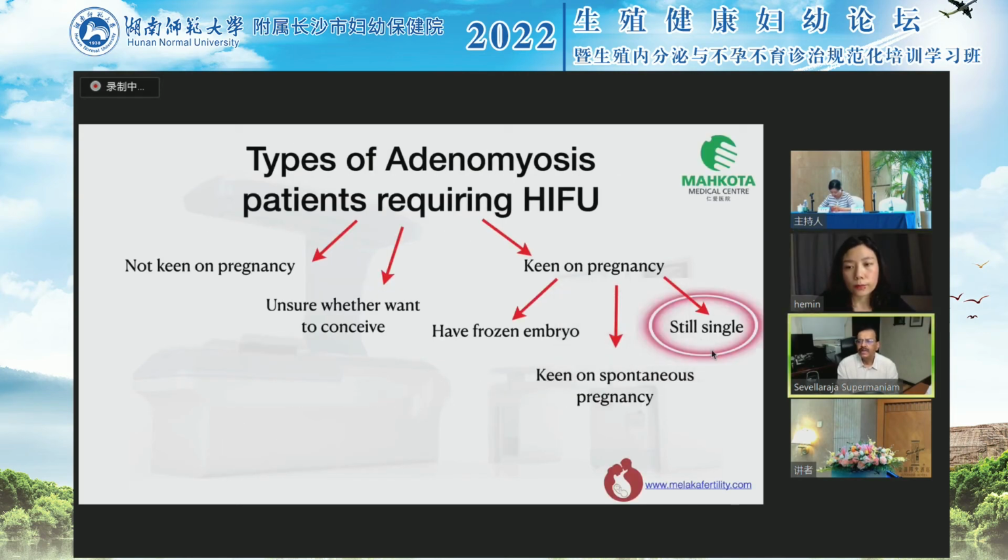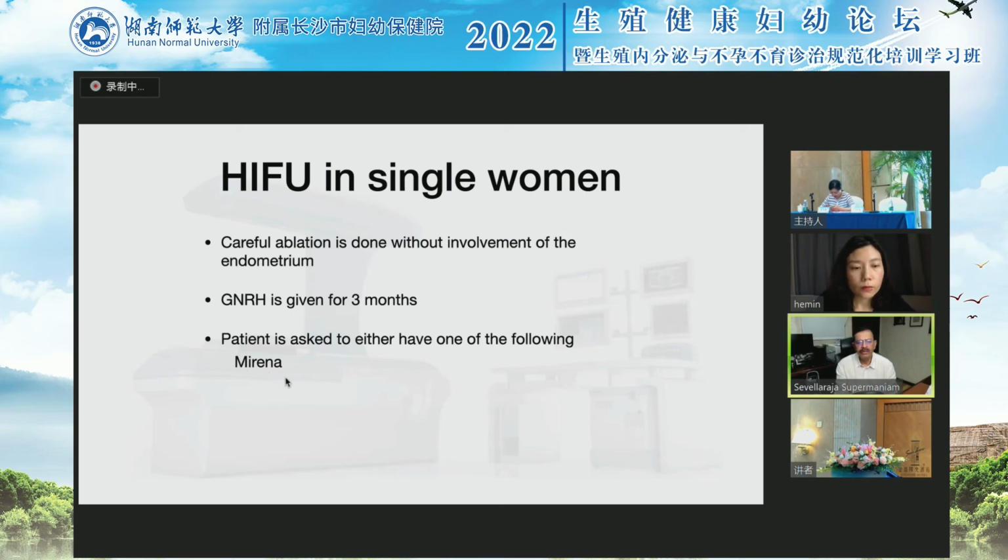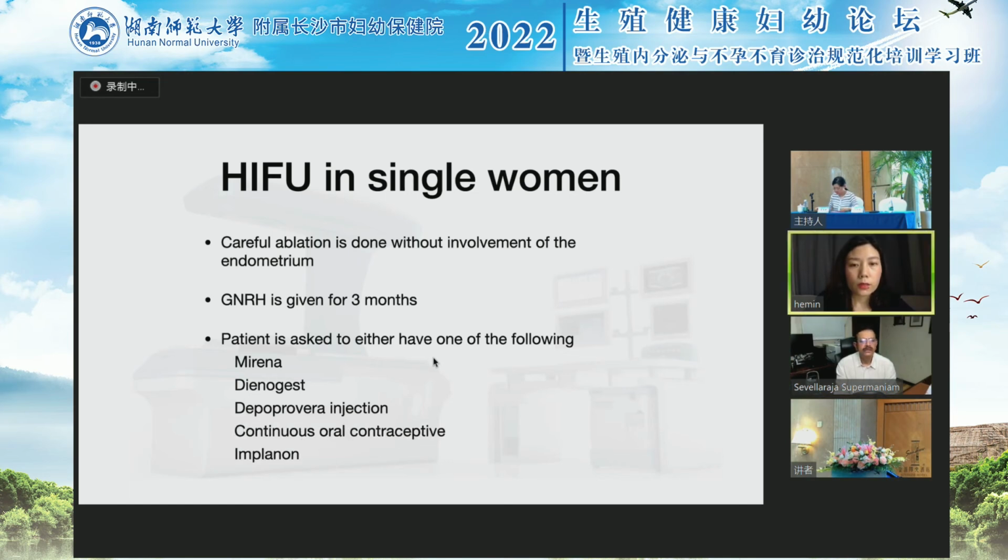So next, let's look at patients who are still single. In this single patient, we also have to be very careful. Ablation should be done without involvement of the endometrium. I also give them GnRH for 3 months. After that, the patient is asked to have one of the following. They can either put in a Mirena or use Dynogest. Maybe they can go on Depo-Provera injection or on continuous oral contraceptive pills. Sometimes Implanon is okay.